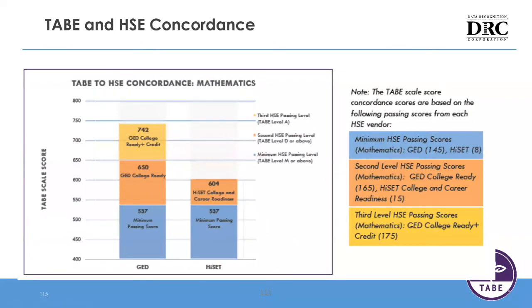of the data. For math, it's the 537, which is also the start of NRS level 4. So again, level M or above, if you get a 537, you have a strong likelihood of passing the math test. So we have that data that's available. This is on the website too, under the resource tab. You'll see the high school equivalency concordance under the resource tab.